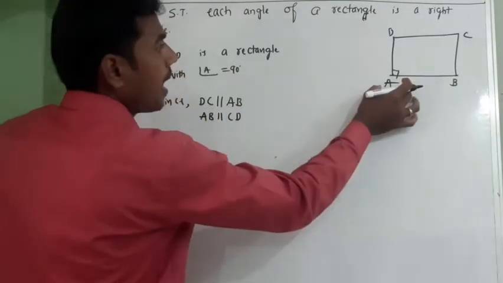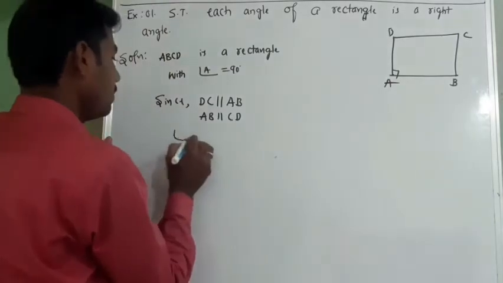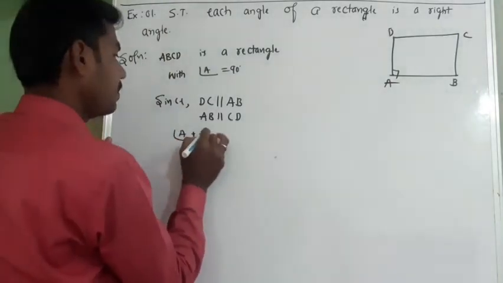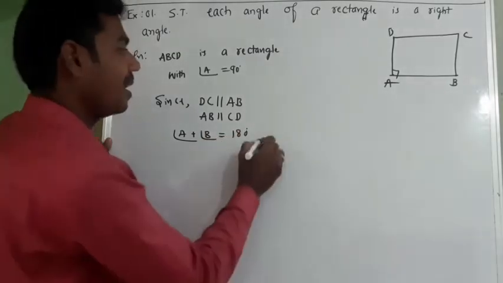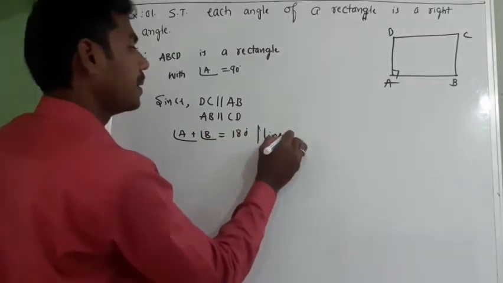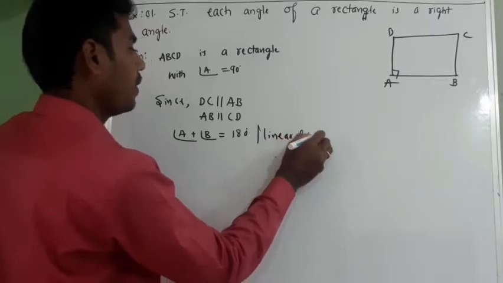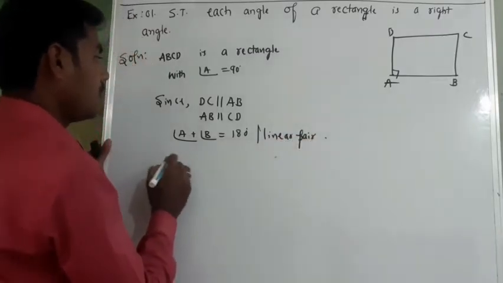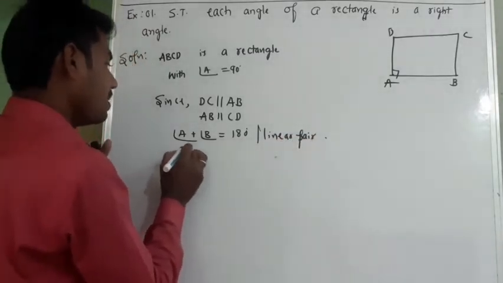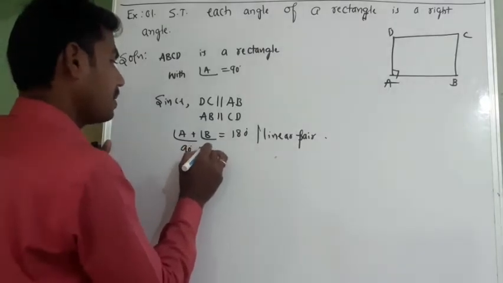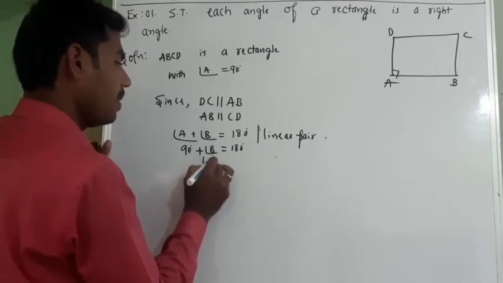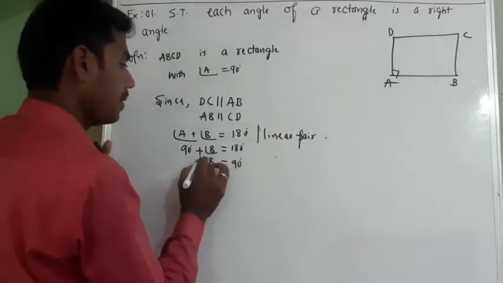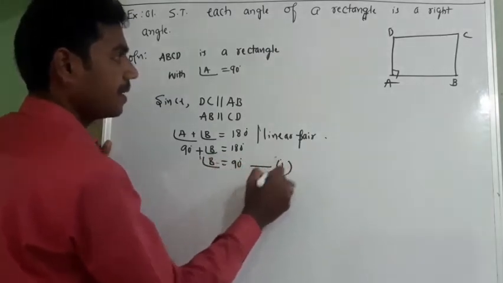Now angle A plus angle B will be equal to 180 degrees, linear pair. Fine. So angle A is 90 degrees plus angle B is equal to 180 degrees. So therefore angle B is equal to 90 degrees. I will call it equation number 1.